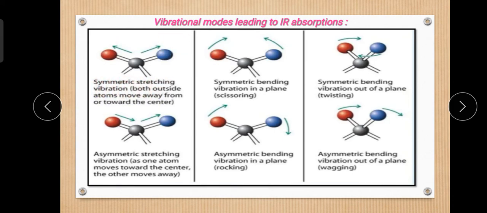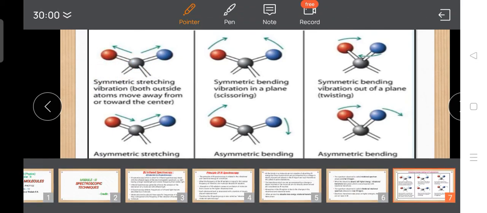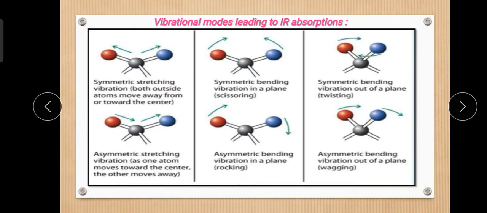Stretching means they get away from each other, or they move from the center, or they come towards the center, but this is a symmetric stretching. That means both the outside atoms at a time go away from the center or come towards the center. So this is the symmetric stretching. This is one kind of vibrational mode in the molecule, which leads to absorption of the IR radiation.